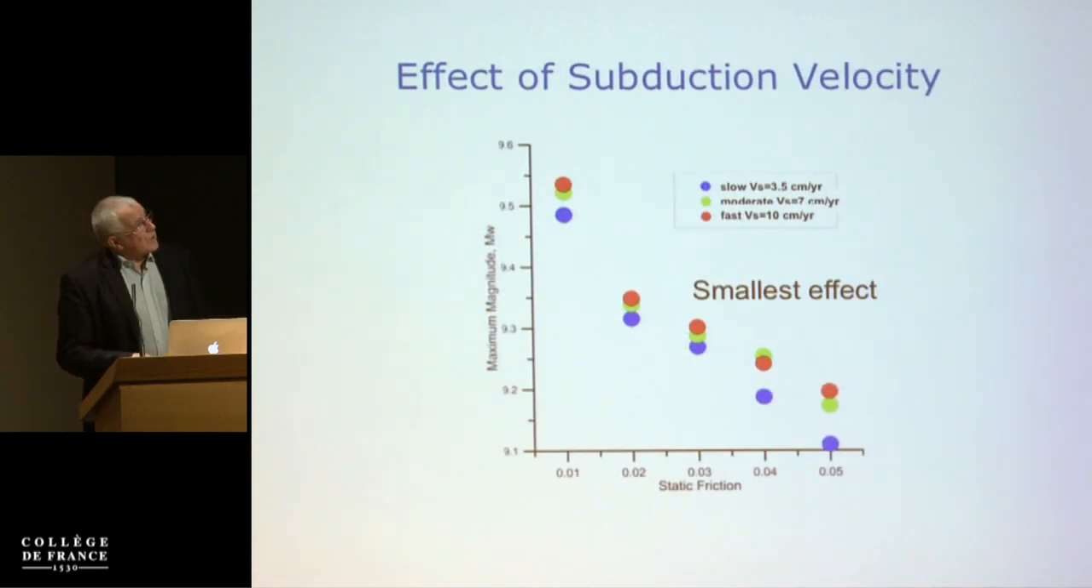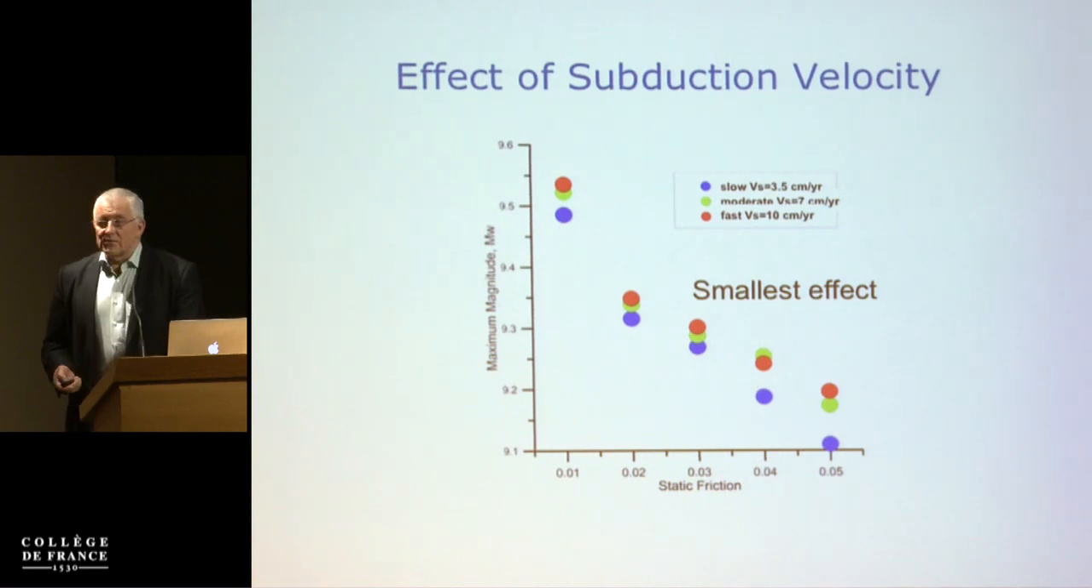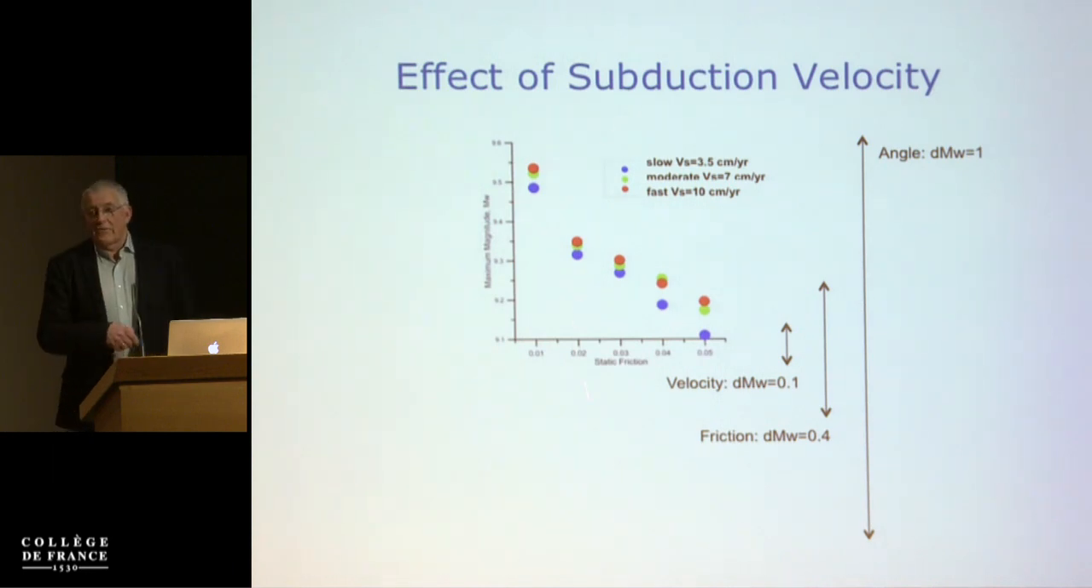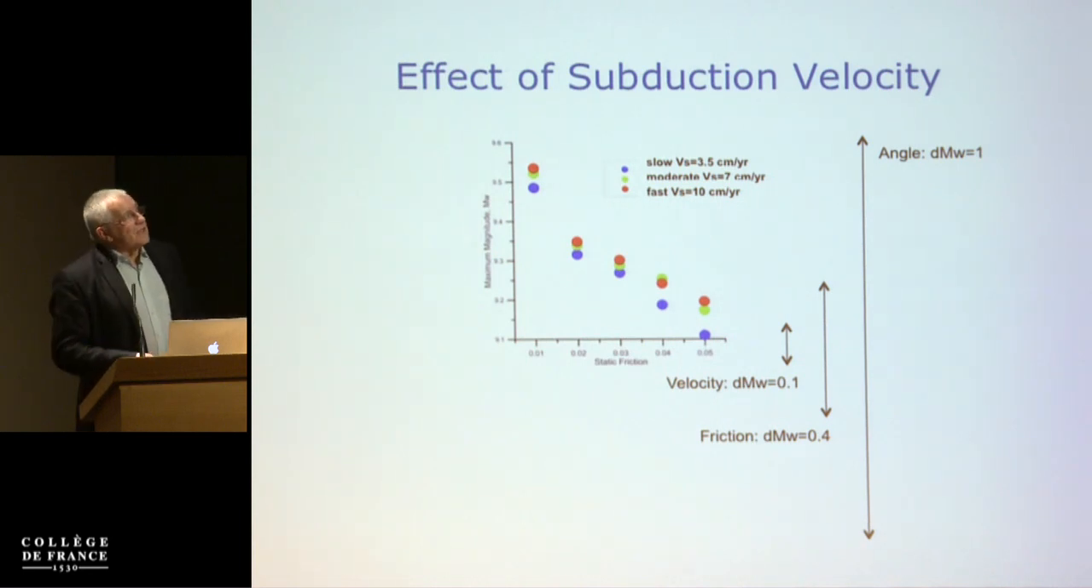Here you are looking at a completely different scale, from 9.1 to 1.96. This is the effect of velocities. We change velocity by 3 times. The subduction velocity effect is very small. And you see here now all 3 effects together. This is subduction velocity on magnitude, this is friction on magnitude, and this is angle of subduction zone. And so basically we can say that the situation is quite simple.